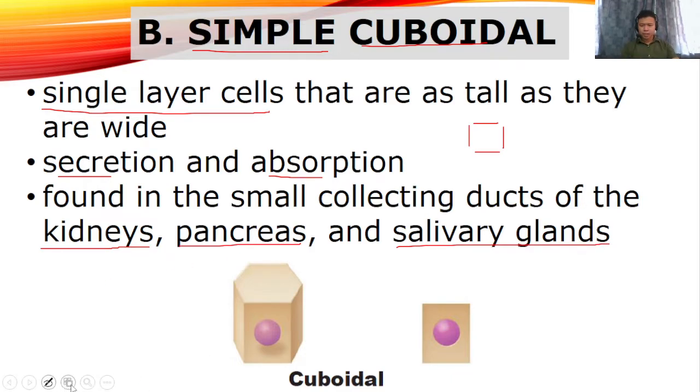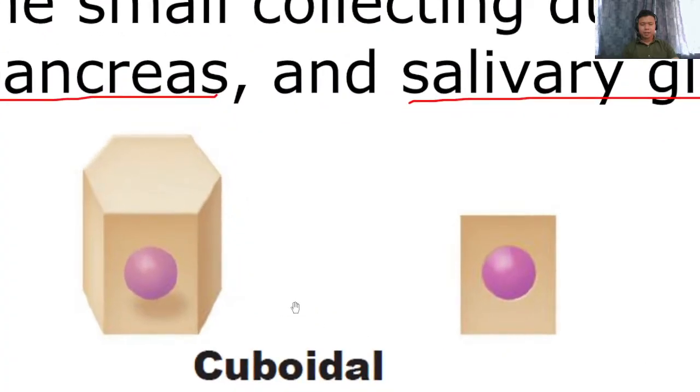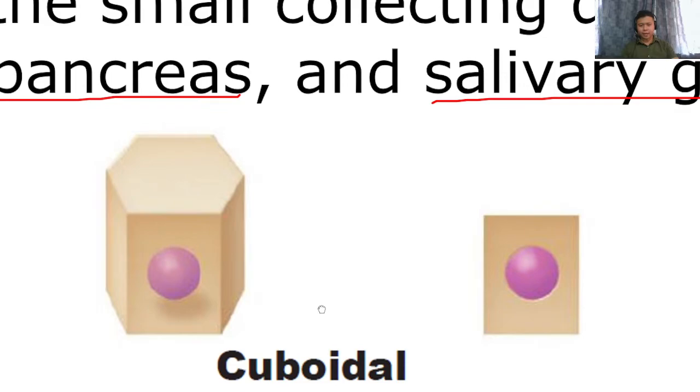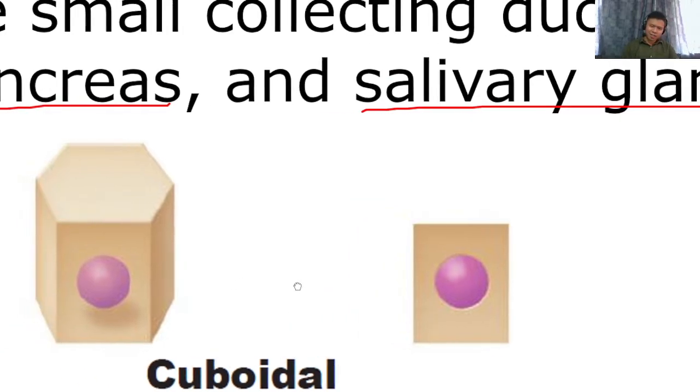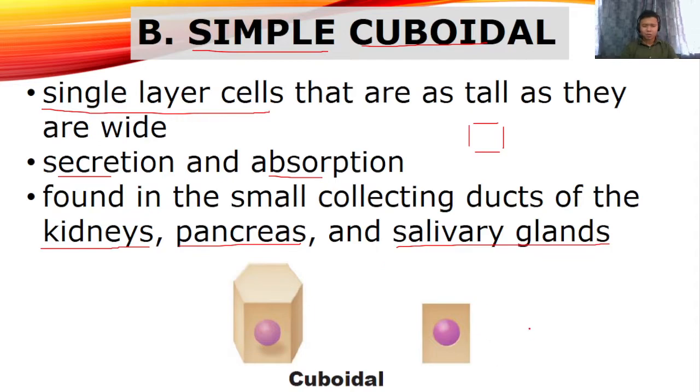Moving forward, simple cuboidal epithelial tissue looks like this one, having a cube-like structure. When you look at this one, it's a square-like structure, and it follows a cube-like shape. Okay, it's not that perfect, but it somehow looks like this one. Okay, simple cuboidal epithelial tissue.